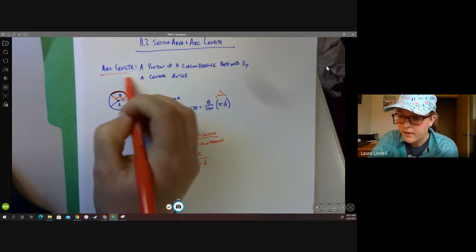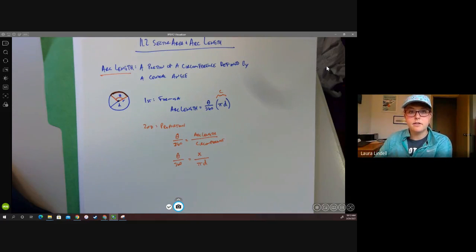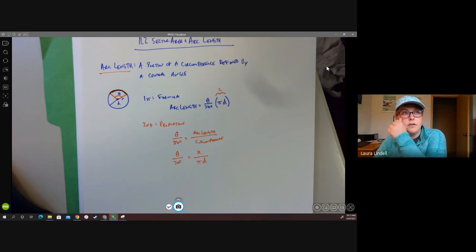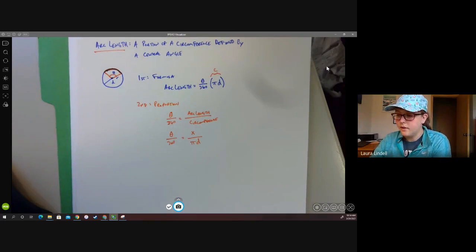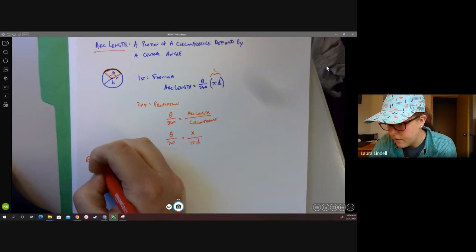So with that, that's the backstory to arc length. Let's actually find some arc lengths. Usually when you're going to solve for arc length, you're given information like the diameter and the central angle, or the radius and the central angle. But you'll also see problems where we're given the arc length and we need to solve for something like the central angle, or we're given the arc length and the angle, and we need to solve for the radius. So with that, first example.